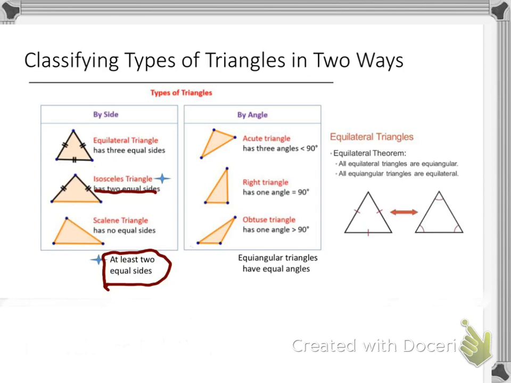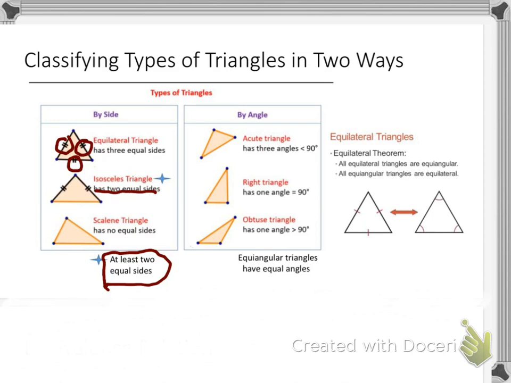Scalene triangles have no equal sides. So let's take a moment and look at the hash marks. For equilateral, what I'm seeing is that I have the same type of hash mark on all 3 sides. Since they all have double lines on them, those are called hash marks. That's telling me that each side is equal to the other.